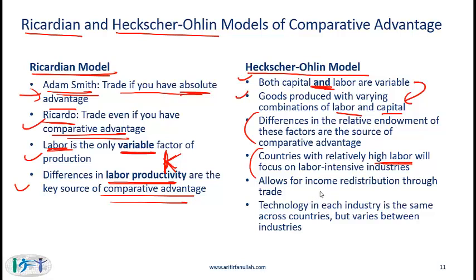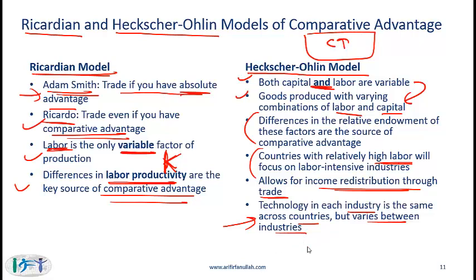This model allows for income redistribution through trade, in the sense that if you take India and the clothes industry in India develops, then the labor in India which is working in this industry will become richer. The income levels will go up. And the final point, which might be testable, is that in this particular model, the Heckscher-Ohlin model, technology in each industry is the same across countries but varies between industries.